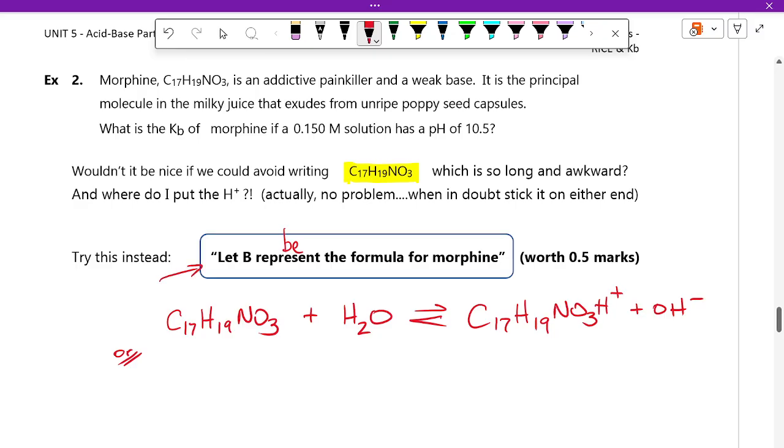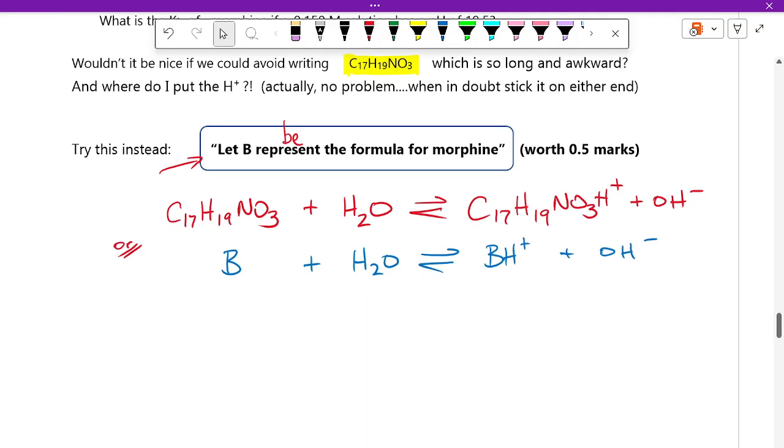Or if you do this, you could say B plus H2O gives BH plus, or you could say HB plus if you want to, plus OH minus. Either of those are fine. Could you solve the rest of this problem?